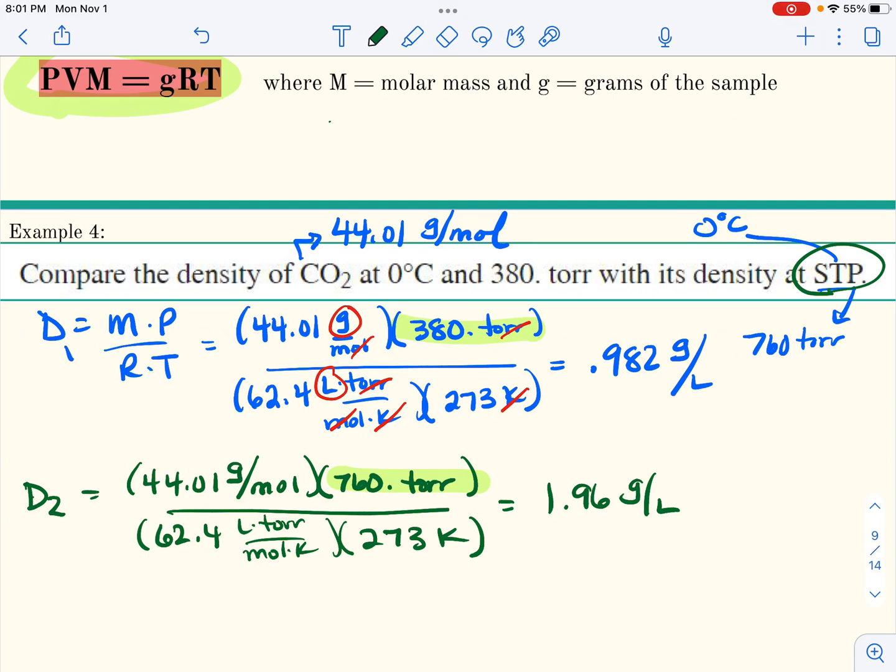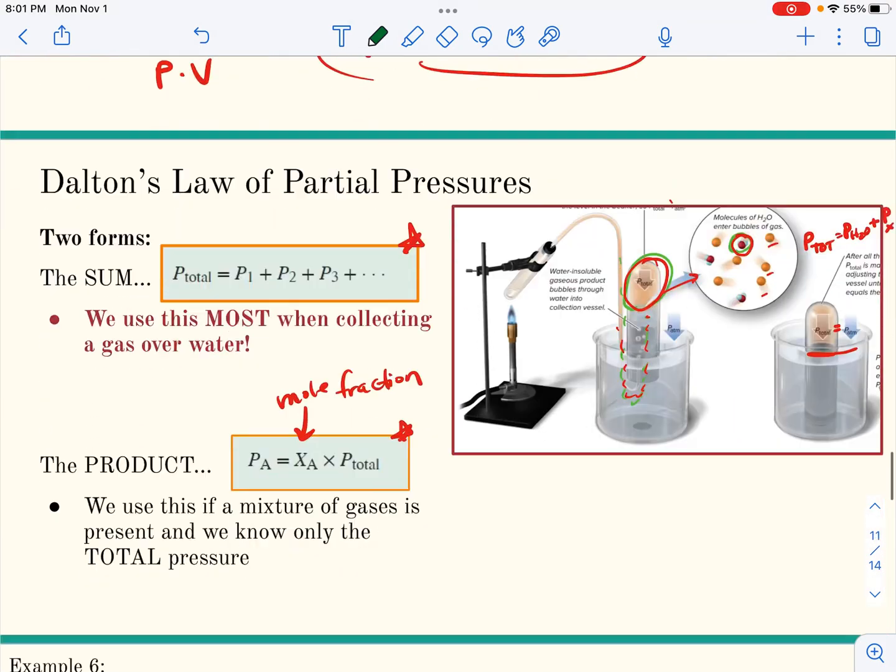I want you to notice something, that in this case, we can see that the pressure increased by a factor of 2 from 380 to 760 torr. And since everything else was identical, then the density also increased by a factor of 2 from 0.982 to 1.96 grams per liter. So that gives you a little bit of a way of looking at that differently. You can always use that if you need to, since the only thing that changed was the pressure.